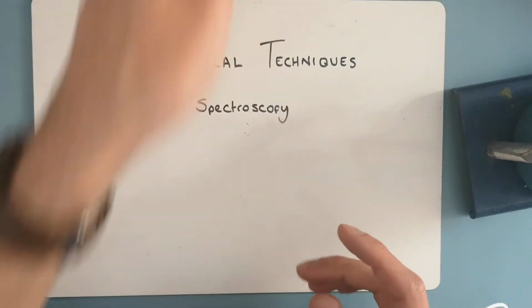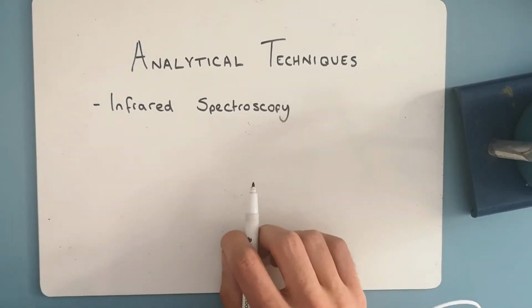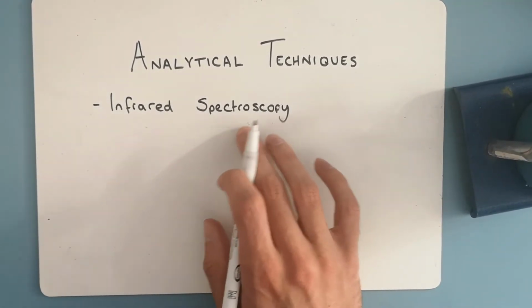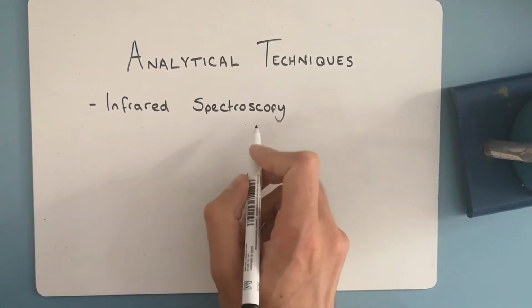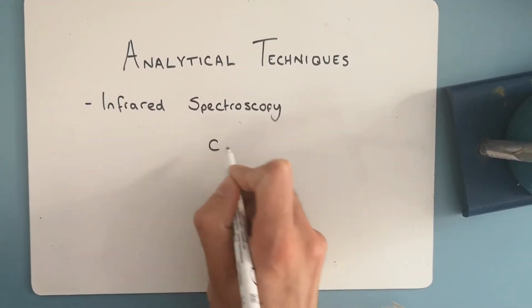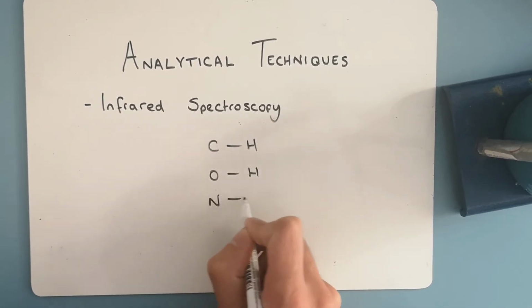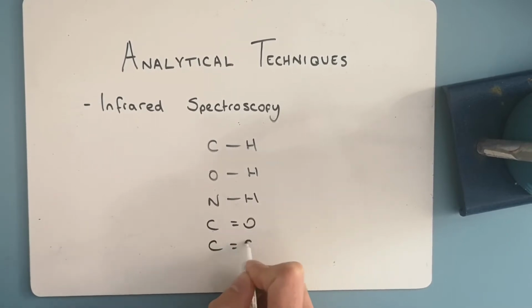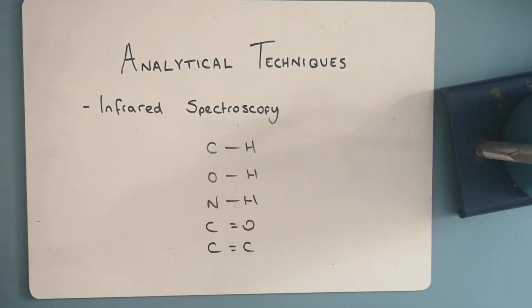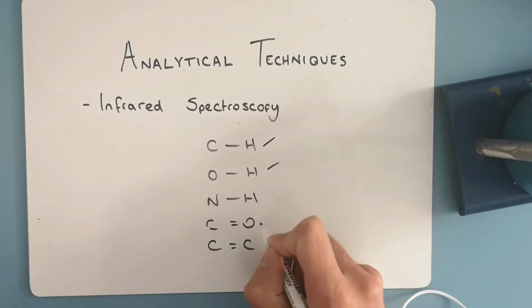Now, infrared spectroscopy takes advantage of the fact that the wavelength that infrared exists at can be absorbed by certain molecules. Specifically, not molecules but bonds. It can be absorbed by the C-H bond, the O-H bond, the N-H bond, the C=O bond, and the C-C bond. There are other bonds as well that cannot absorb this energy, but these are the ones we need to focus on. The most important ones for us are the C-H, the O-H, and the C=O.